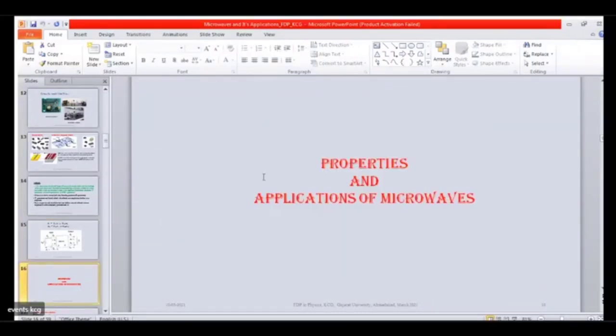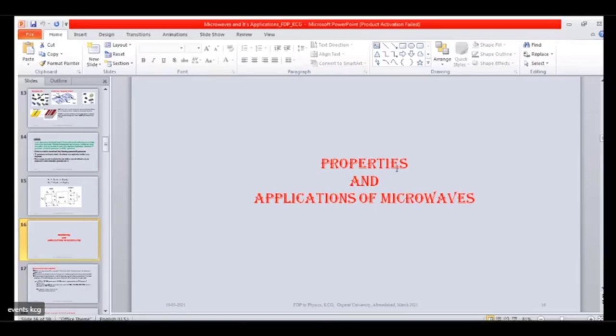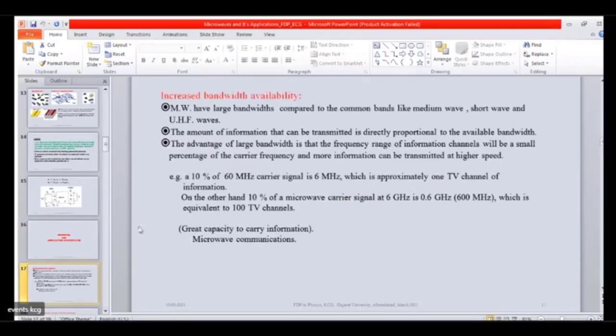Okay, now we come to the properties and applications of the microwaves. So far we have discussed the microwaves and what the microwave circuits are, but now we'll discuss the properties and applications of the microwaves. So the very first property of the microwave is that it has a very large bandwidth, right? So at microwave frequencies, bandwidth availability is more. And microwaves have large bandwidths compared to the common bands like medium wave, short wave, and ultra high frequency waves.